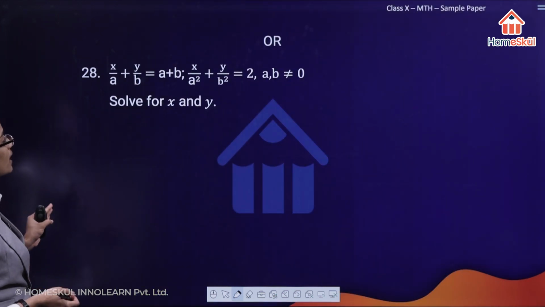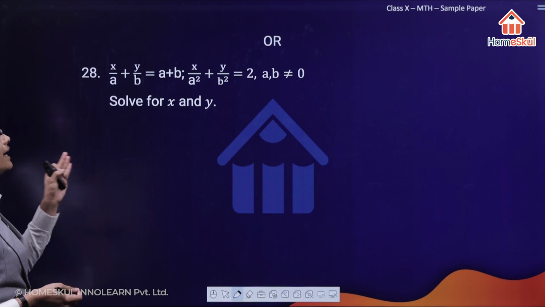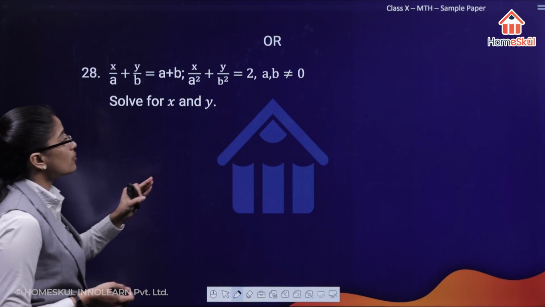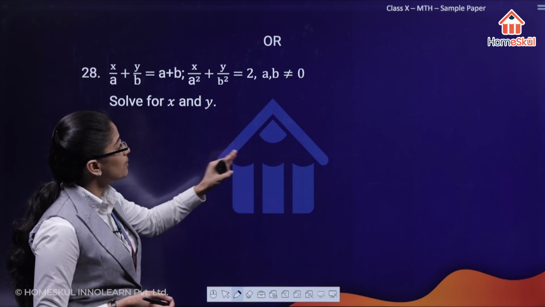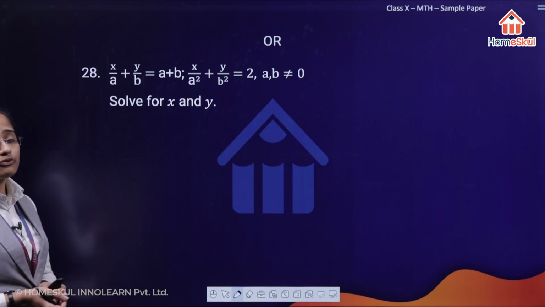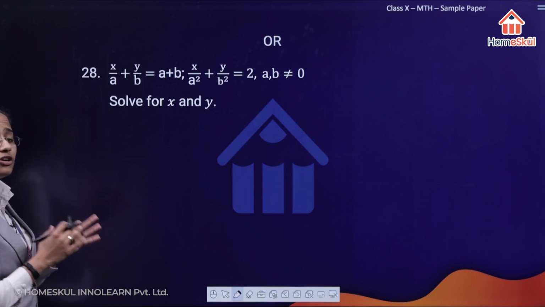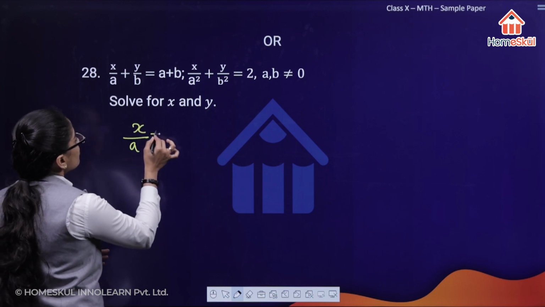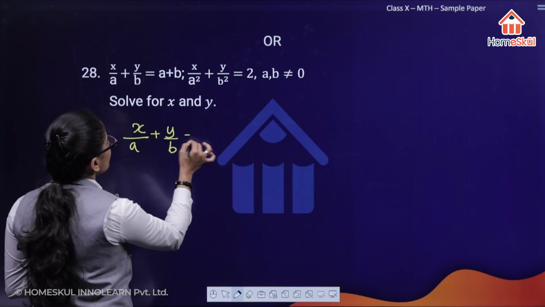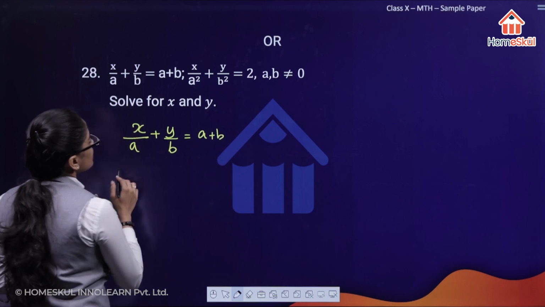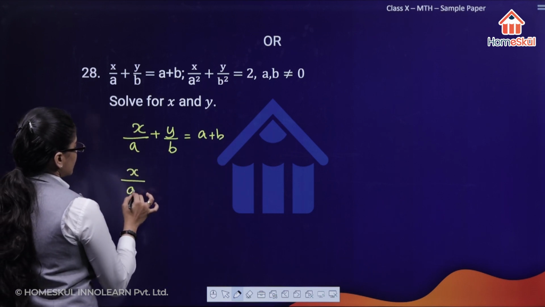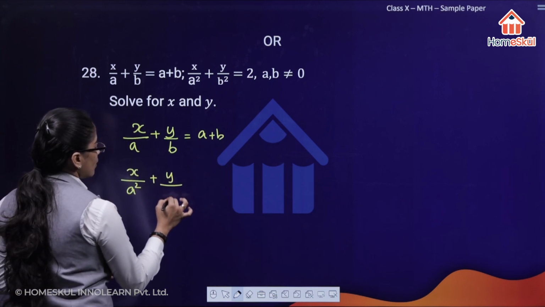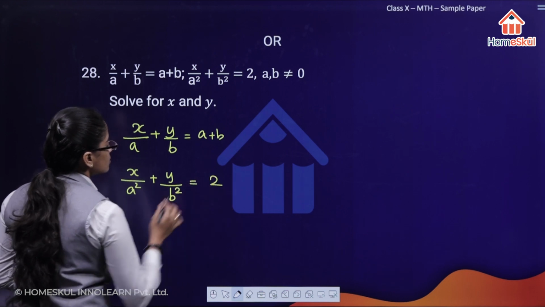So, moving on to the OR question. x by a plus y by b is equal to a plus b and x by a square plus y by b square is equal to 2, a comma b not equal to 0. We need to solve for x and y. That means we need to find out the value of x and y. Here we have two equations. x by a plus y by b is equal to a plus b. Then x by a square plus y by b square is equal to 2.